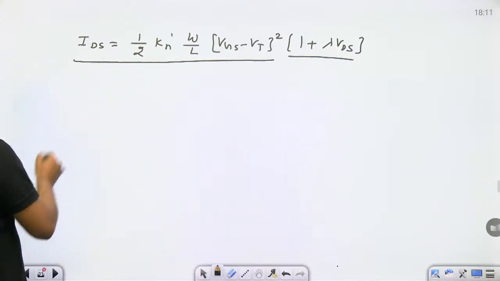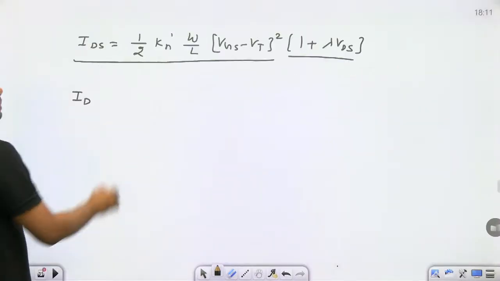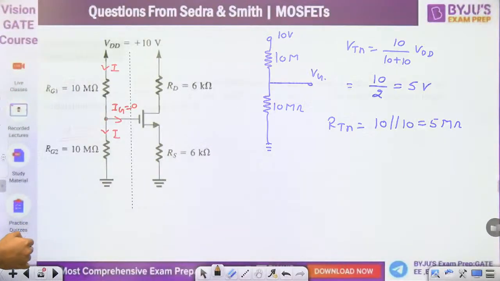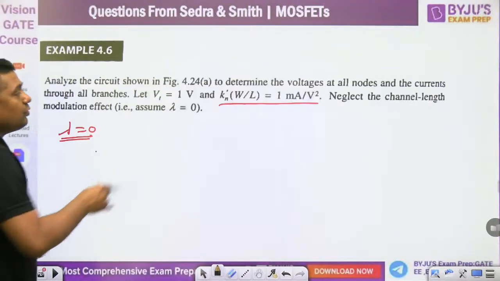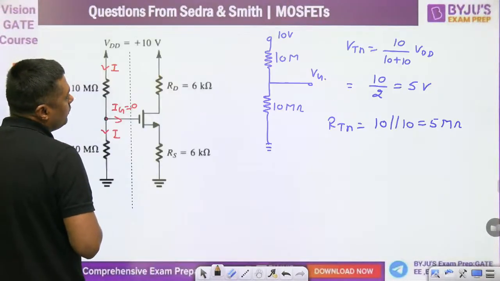So what is the IDS? You have to find the IDS or ID. Just you can write ID or IDS, no problem. This is the ID. Then half, Kn means mu and COX. What is given? The mu and COX, W by L, everything is given as 1 milliampere per volt. VT is 1 volt.